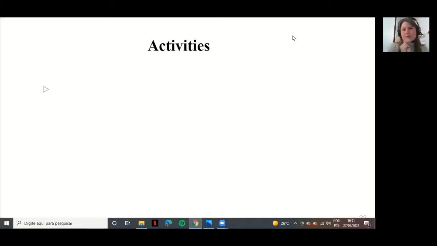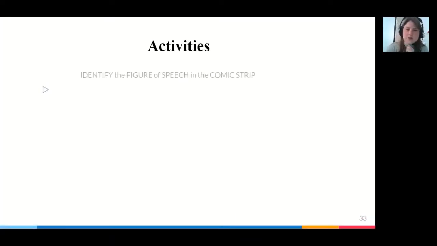The first one: there are many places where irony is constantly found. Of course, in situation comedies, in sitcoms, in many movies, and in comic strips. So I'm going to present 2 comic strips and I want you to think about them with me and tell me what is the figure of speech you can find in the comic strip.